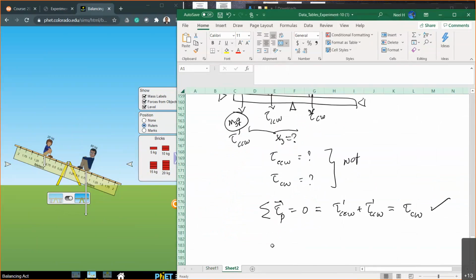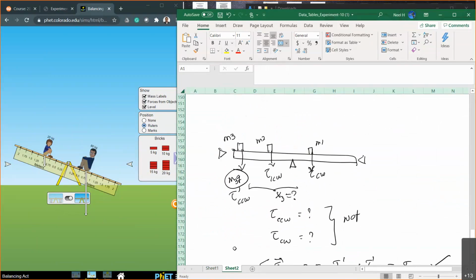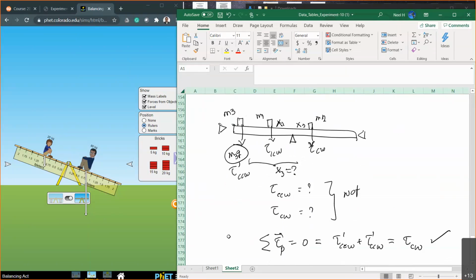Okay, let's go back and take a look now. This M1 and M2 has to change, right? This one is going to be M1. This is X1. This is going to be M2, this distance X2, and this is X3, M3. Now, torque counterclockwise is M1 X1 times gravity. Clockwise is M2 X2 times gravity.